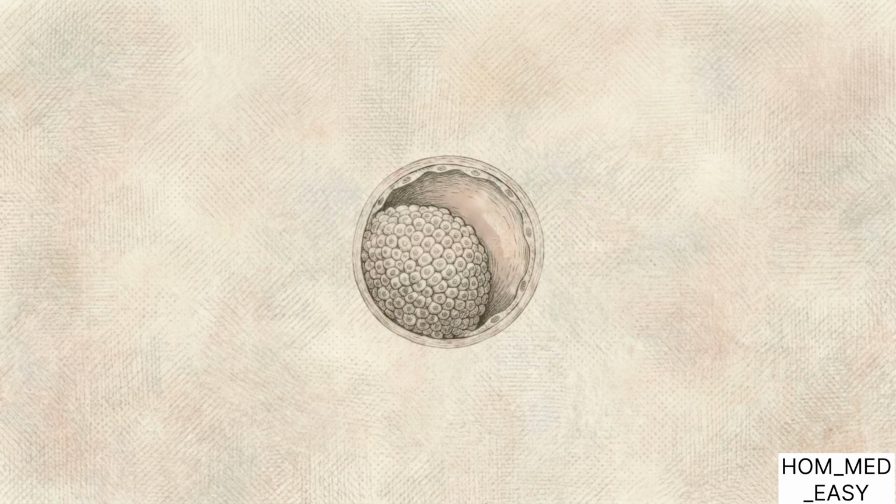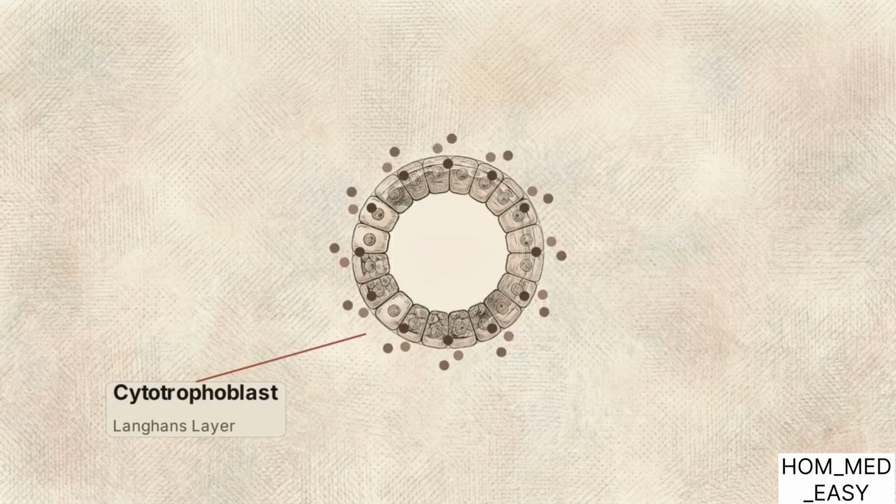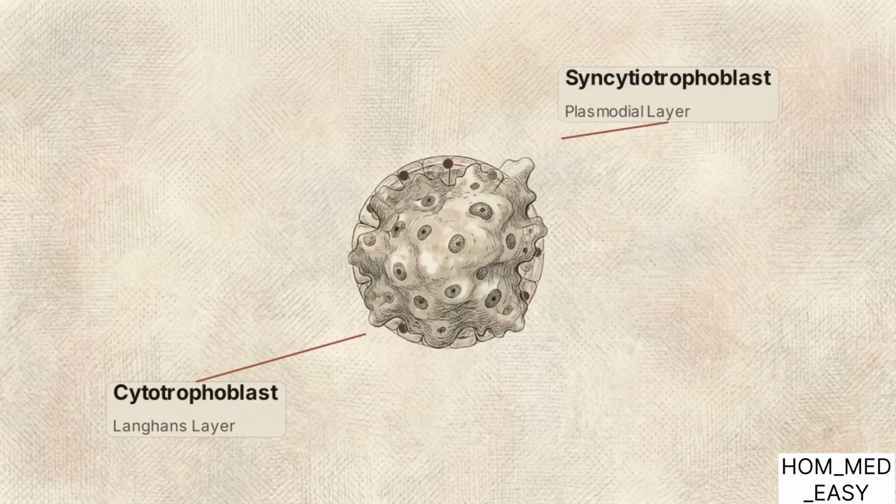This diagram shows the formation of the first differentiated layer, the cytotrophoblast, or Langhans layer. This inner ring consists of distinct mononucleated cells packed with active mitotic figures. Their sole function is rapid division, continuously generating new cellular material. The cells generated inside are pushed outward, fusing to form the leading edge, the syncytiotrophoblast, or plasmodial layer.